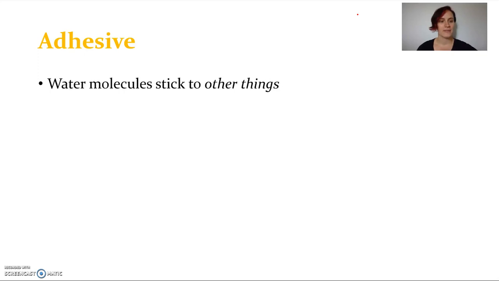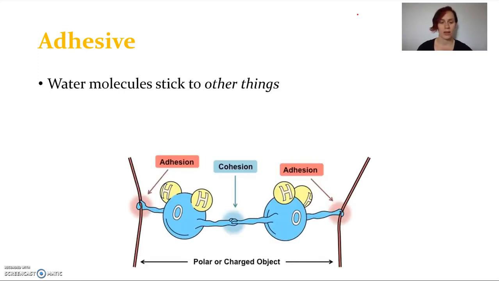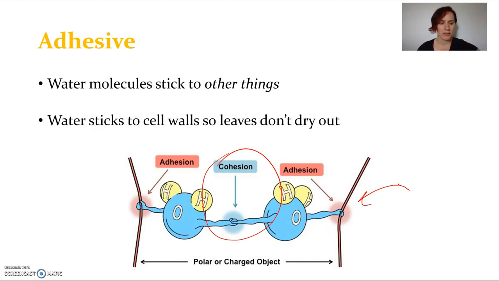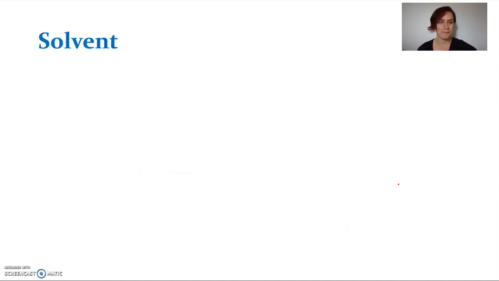All right, its adhesive properties means that water molecules stick to other things, right? So here's that cohesion. They stick together in cohesion, but it's the adhesion where they stick to other things. And in particular, they stick to other polar things or charged molecules, right? Because they can do that, they can kind of stick to plant leaves. They won't dry out.